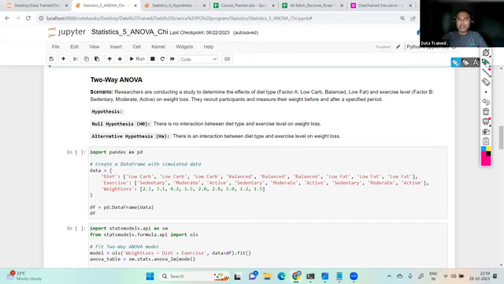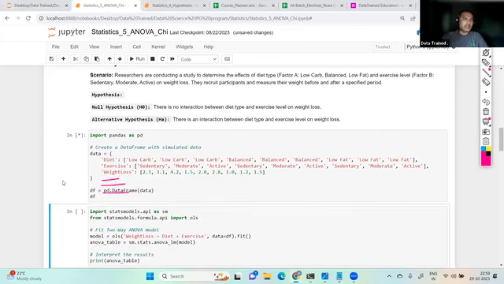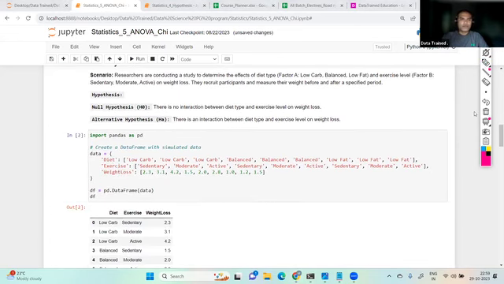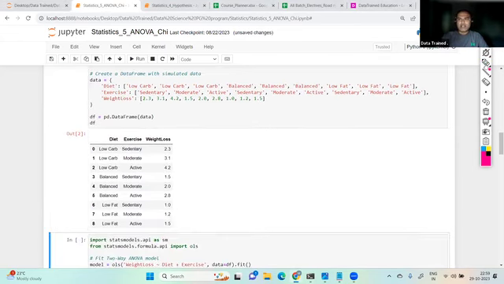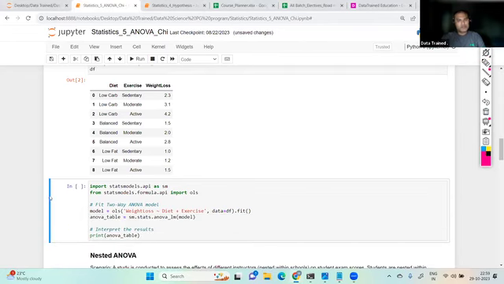So what we'll do, we'll keep diet, exercise, and weight loss, right? Let's create this data set first. So this is our data set. If you have a low carb diet and a sedentary exercise level, your weight loss is 2.3. If you have this combination, this is your weight loss. If this is the combination, this is the weight loss, right? We have recorded that.